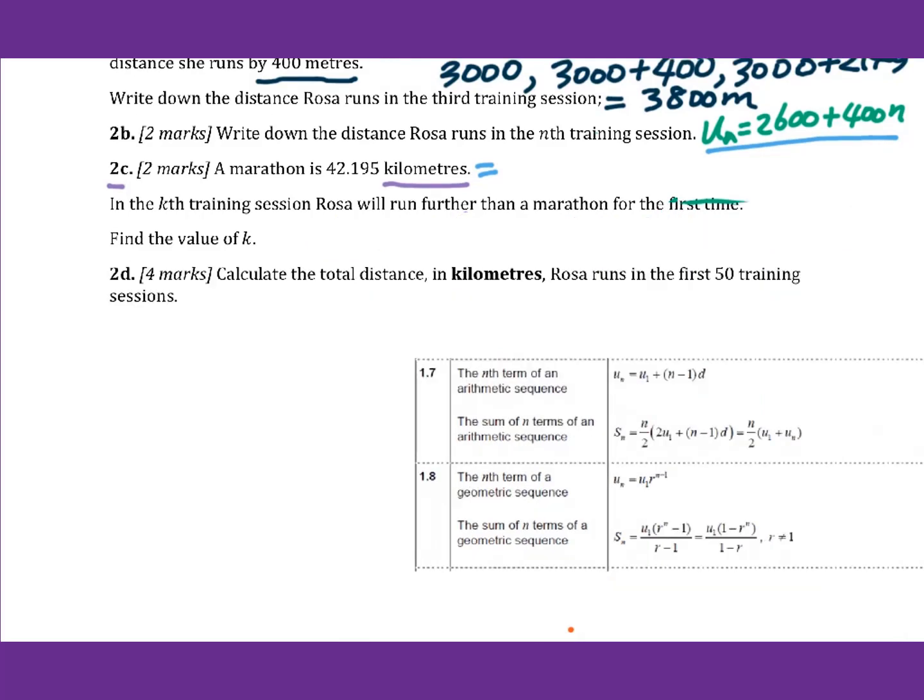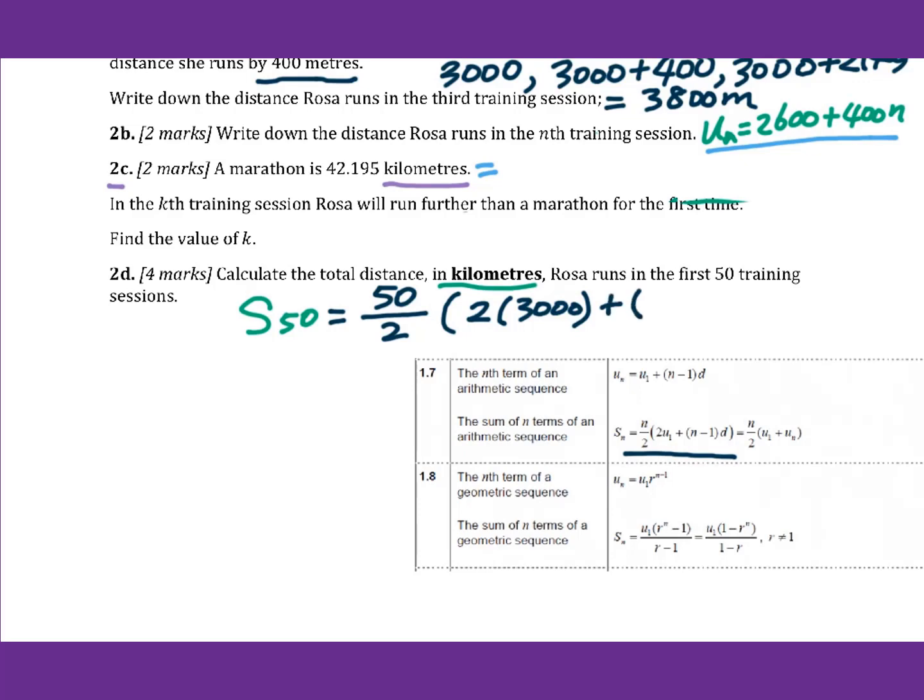Let's go to 2D. Calculate the total distance in kilometers Rosa runs in the first 50 training sections. So we are looking for S sub 50. We use the first formula, with every single n changing into 50 this time. 50 over 2, times 2 times 3,000 plus 50 minus 1 times 400.